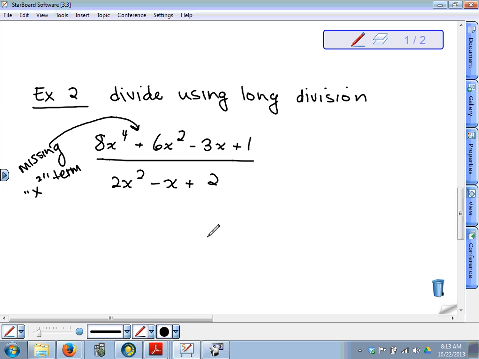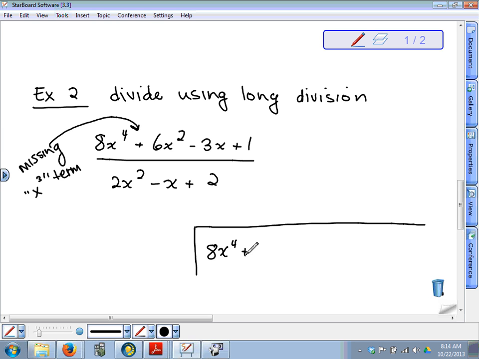When you set up your long division algorithm, every single term has to be represented. If you start with an x to the fourth term, then every other term of smaller degree has to be represented underneath the long division bar. And here's how you do it. You start with 8x to the fourth.